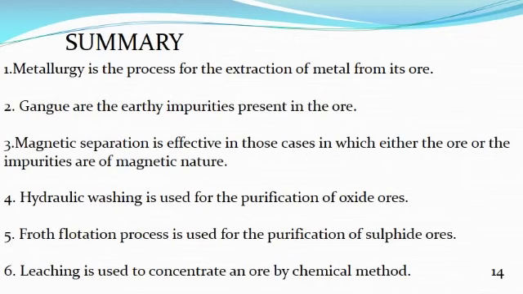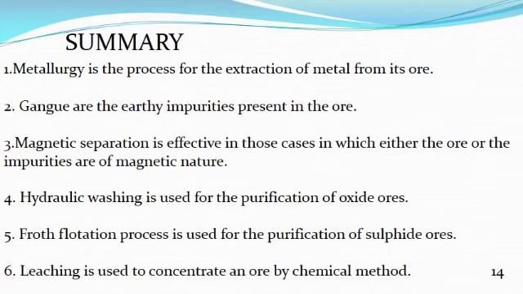Remaining sections of metallurgy will be explained later in part 2. Now let's see the summary of the topic described today. Metallurgy is the process for the extraction of metal from its ore. Gangue are the earthy impurities present in the ore. Magnetic separation is effective in those cases in which either the ore or the impurities are of magnetic nature.